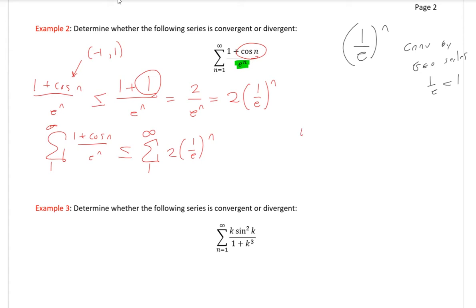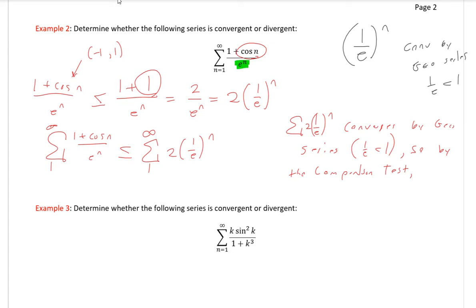And again, we know that the sum of 2 times 1 over e to the n converges by geometric series, because 1 over e is less than 1. So by the comparison test, so does the sum of 1 plus cosine of n over e to the n.